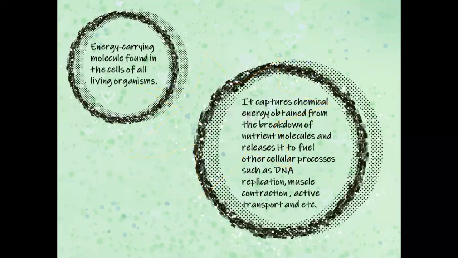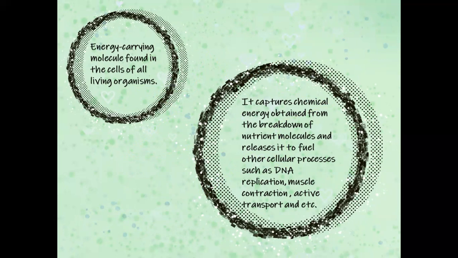ATP, the energy carrying molecule, is a nucleic acid like DNA, which is deoxyribonucleic acid, and RNA, which is ribonucleic acid, all made up of nucleotides. Now each nucleotide is made up of three important parts: the phosphate, a base, and the sugar.